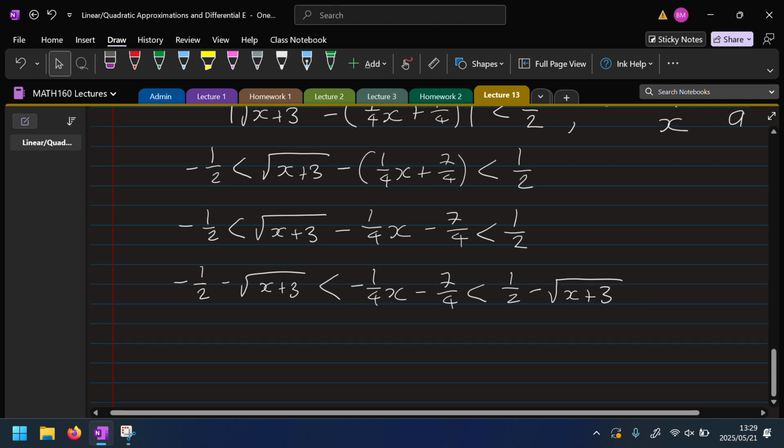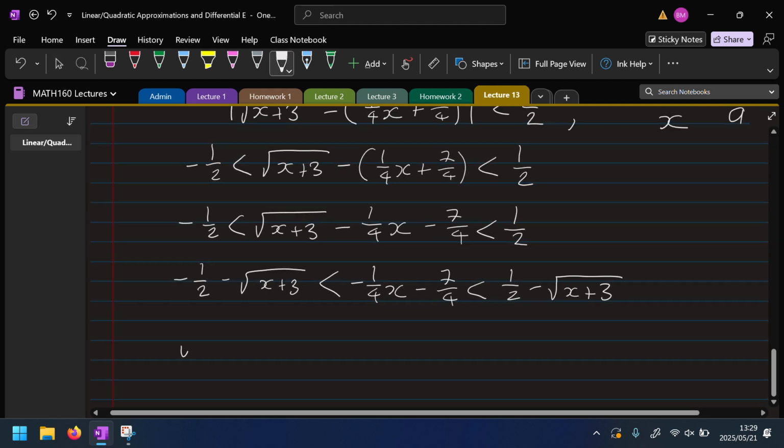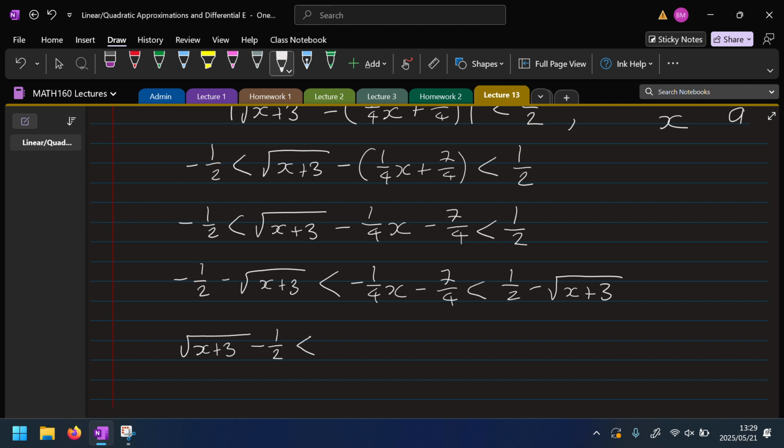And then remember the inequalities flip when you do the minus 1. Okay, so we're going to end up with root x plus 3 minus a half is less than 1/4 x plus 7/4 and that's going to be less than root x plus 3 plus a half. Okay, so we just cleared out all of those minuses there.